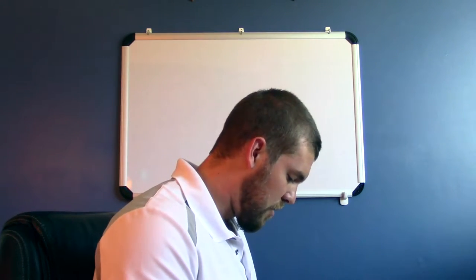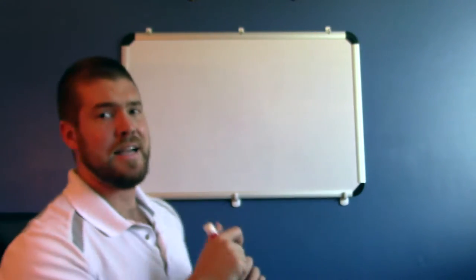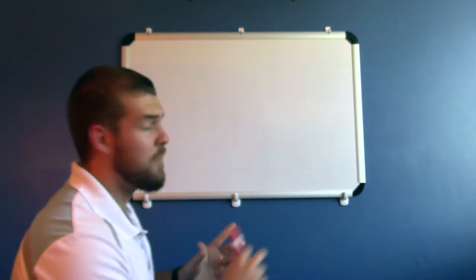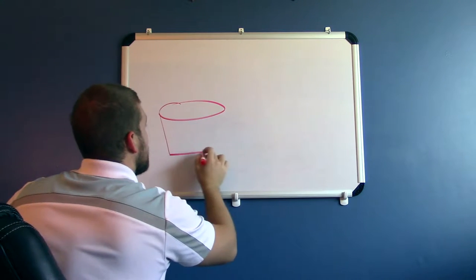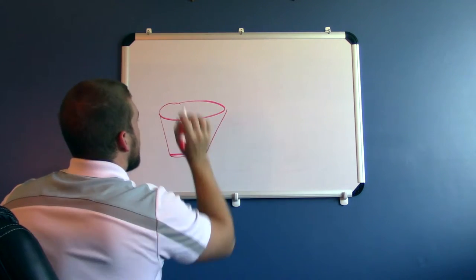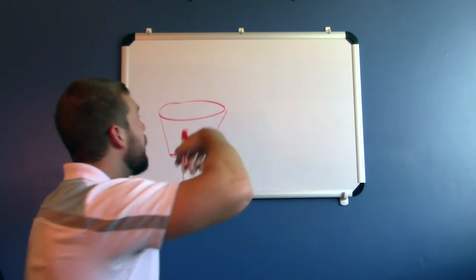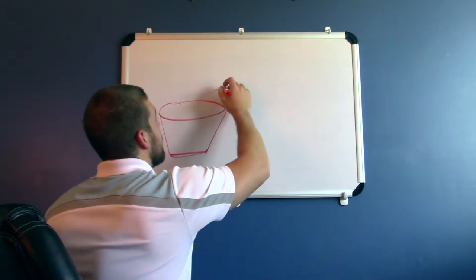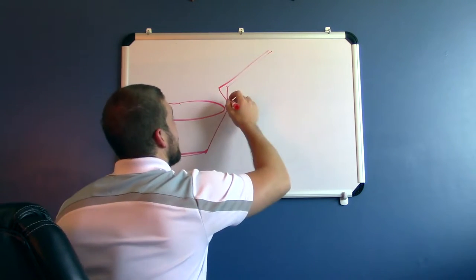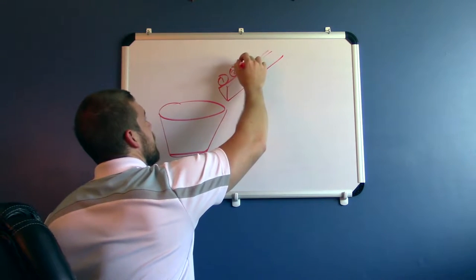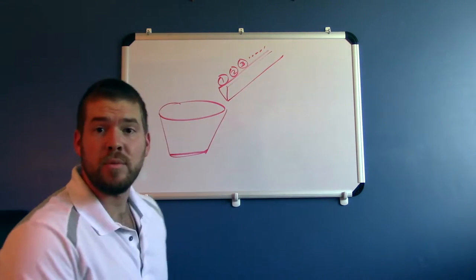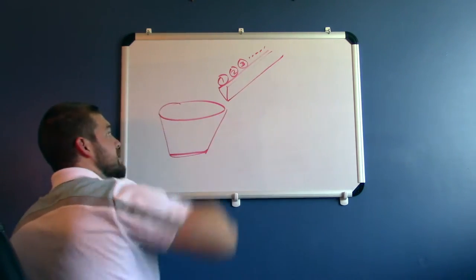Now let me get some markers here. Oh, what color to go with? Let's go with red. Okay, so the ping pong ball conundrum uses this idea. Okay, so for this example, let's say we have a bucket. Okay, and in this bucket, it's an all right bucket, okay? And this bucket has ping pong balls that flow into it forever and ever. And these ping pong balls are actually labeled 1, 2, 3, all the natural numbers to infinity. They go into this bucket, okay?